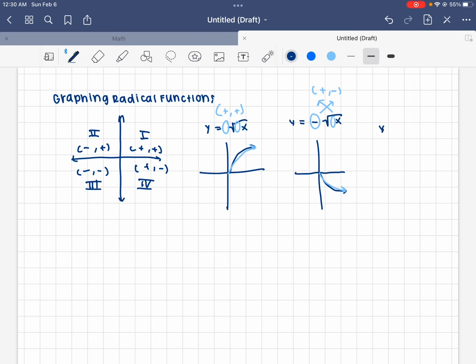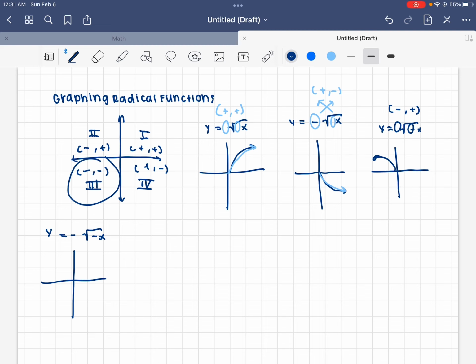We're going to do y equals square root of negative x. So we have positive and negative, so let's switch it. So we'll have negative, positive. And that means our graph will be in quadrant 2, which will give us this. And then let's do one more. It's going to be y equals negative square root of negative x. So when they're both negative, they're going to both end up in quadrant 3. So it'll be down here.